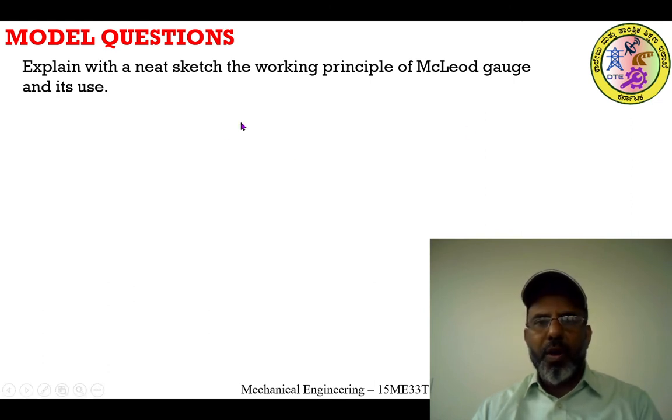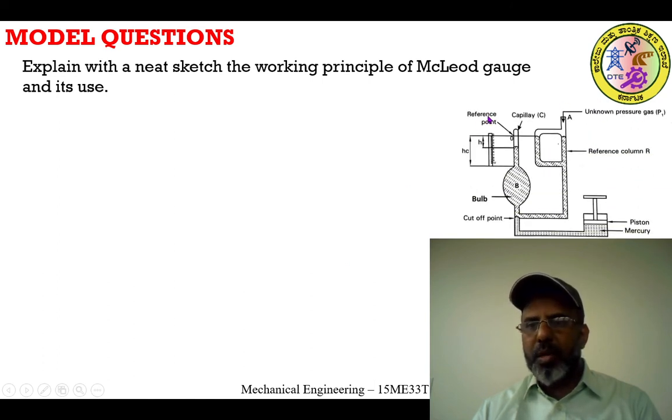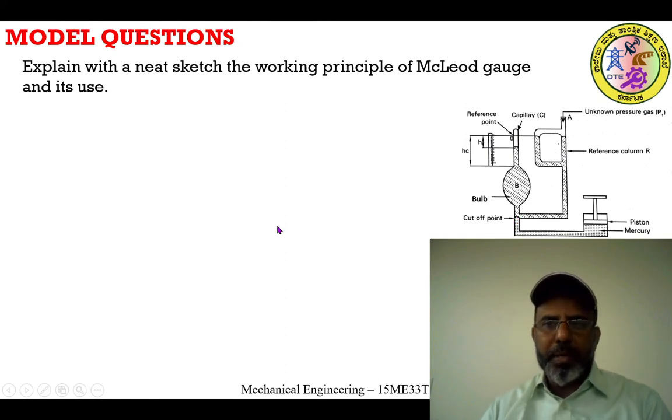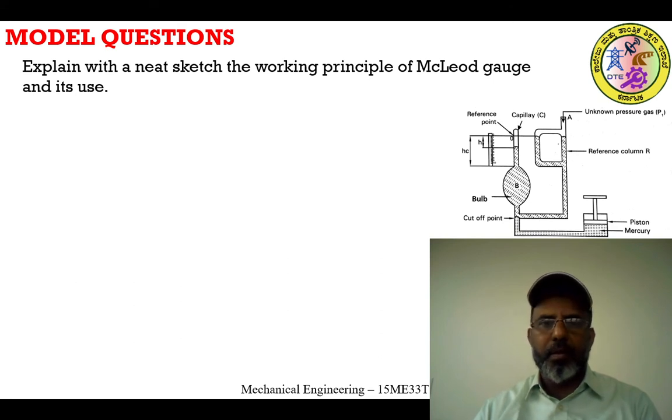Now, for writing the answer, initially you should write the schematic diagram, which carries 3 marks. And you should label the parts also. This is the mercury level, this is the reference column, this is the scale, this is the capillary, this is the bulb, and this is the cutoff point mark. Now I will try to explain once again.